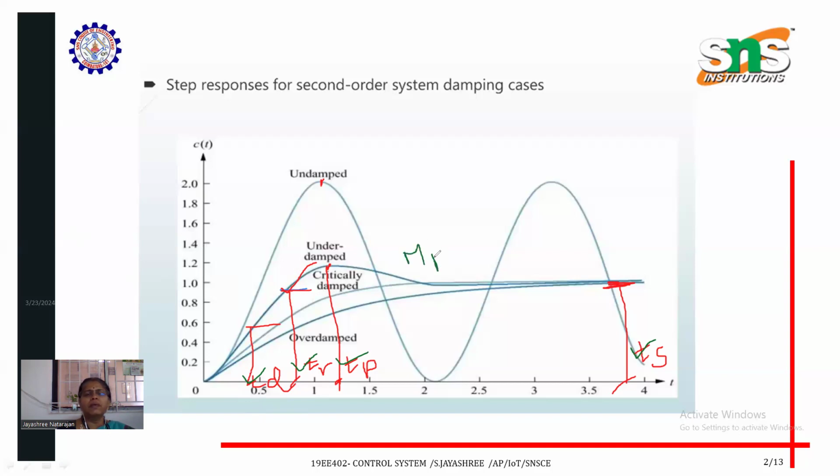Then what is this MP? It is the difference between maximum value and final value. This value here is peak overshoot, the difference between final value and peak value. These are some of the definitions of time domain specifications.